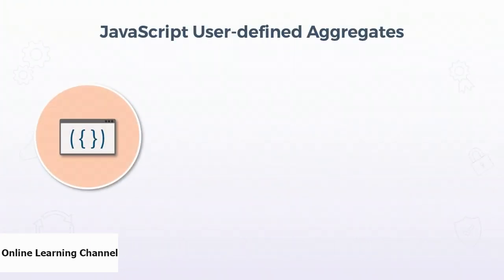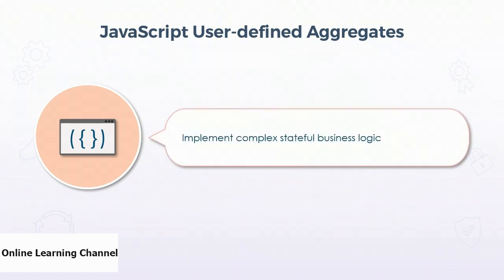Next are JavaScript user-defined aggregates. These implement complex business logic, much like JavaScript user-defined functions. Unlike user-defined functions, which are stateless, user-defined aggregates are stateful. This means that each call to the function has a context of the previous call. These are called user-defined aggregates because this stateful behavior supports data aggregation over streaming windows of data.